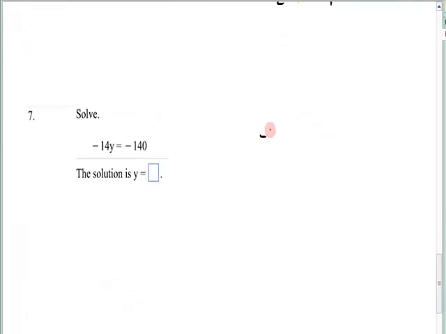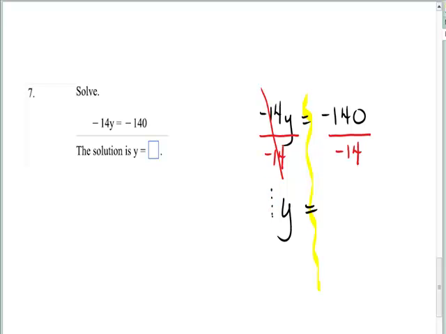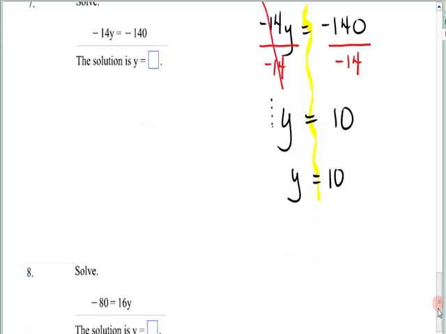All right, number 7. -14y is equal to -140. There's my barrier. Where's my variable? My unknown, my letter. Well, it's right there. What's going on? Not addition, not subtraction, multiplication. We're going to do the inverse. So I'm going to divide by -14. That will divide out. But if I do it to the left side, I have to do it to the right side. That gives me y, implied 1y, is negative divided by negative is positive, positive 10. Y is 10.